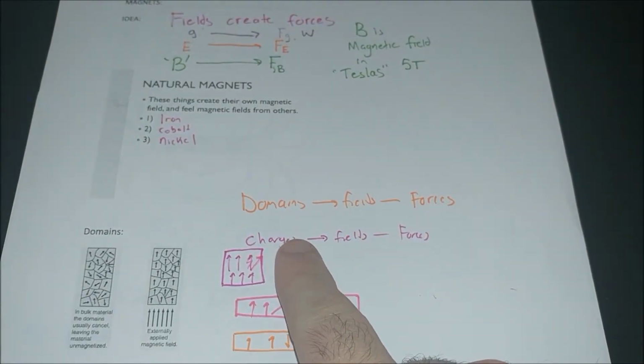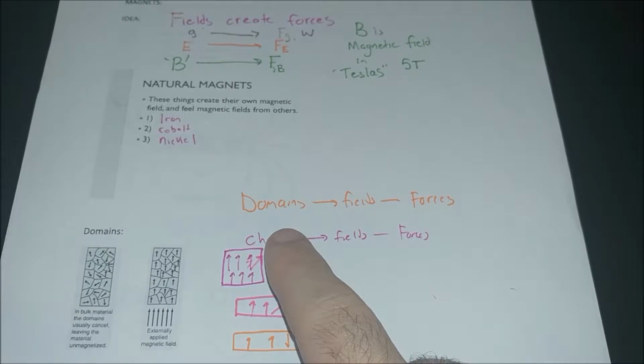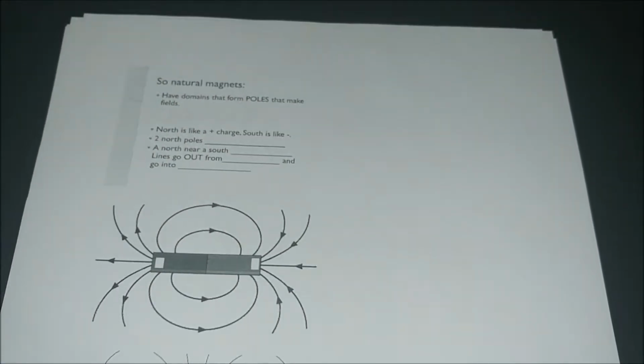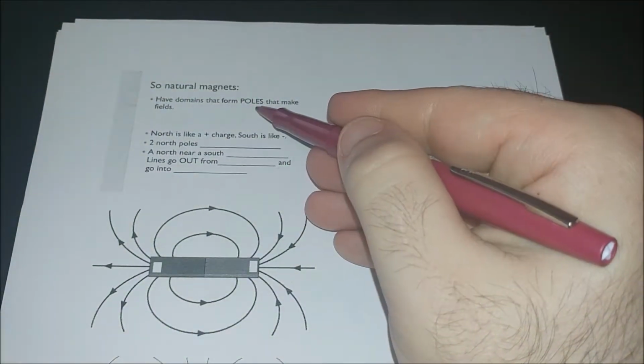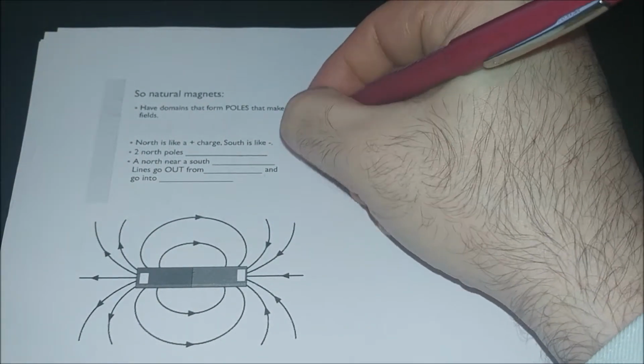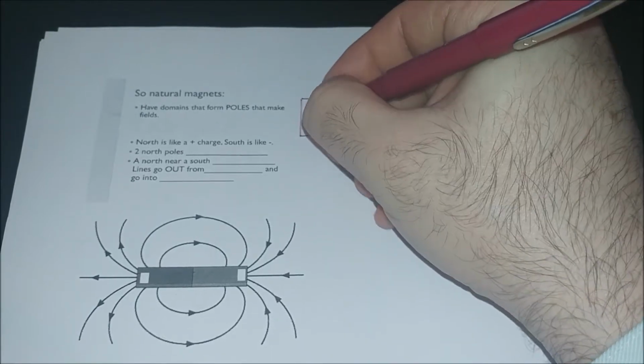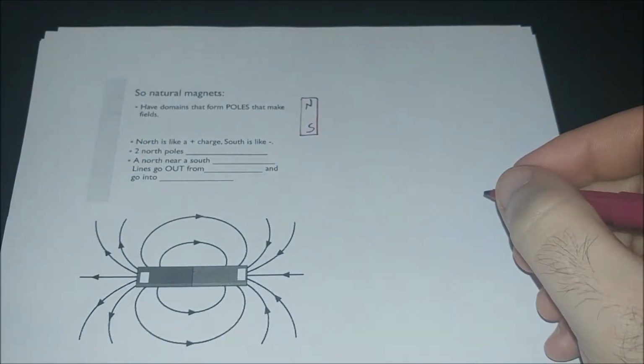We had negatives and positives. Fields go out from positives into negatives. Magnets are the same way, but instead of using positive and negative, they have what's called poles. So if you have a magnet, it's going to have a north pole and a south pole.